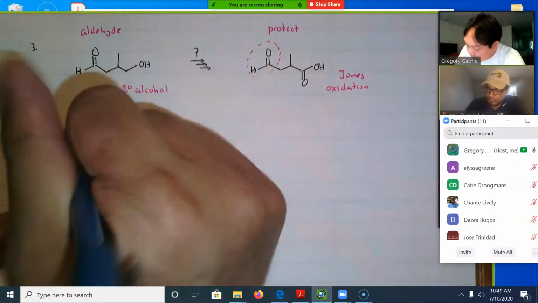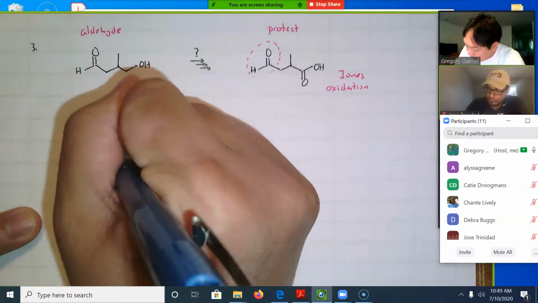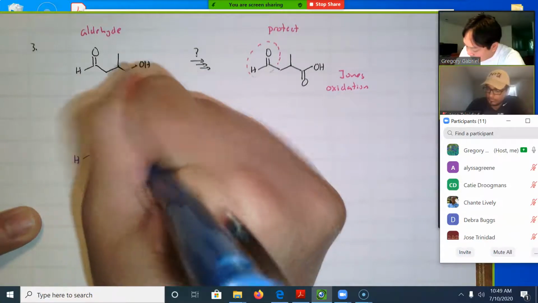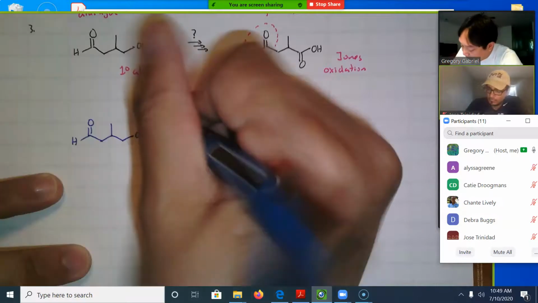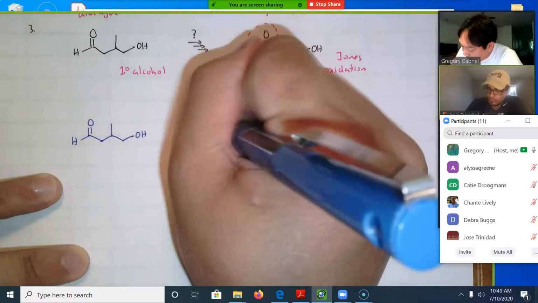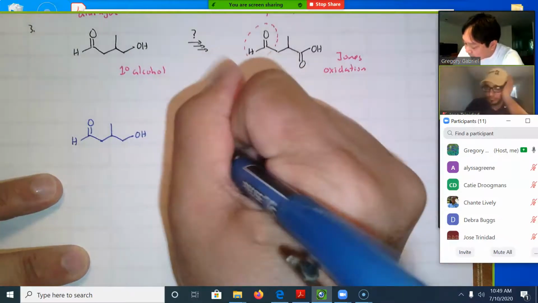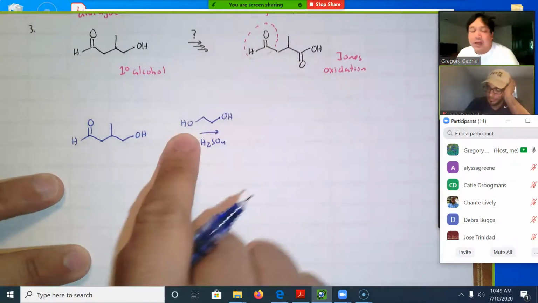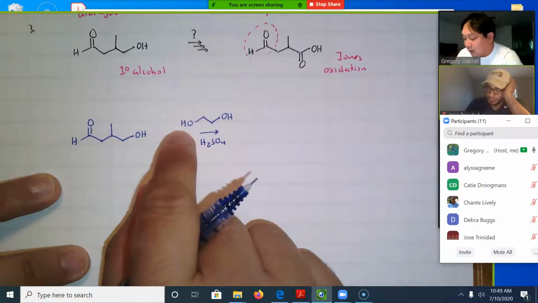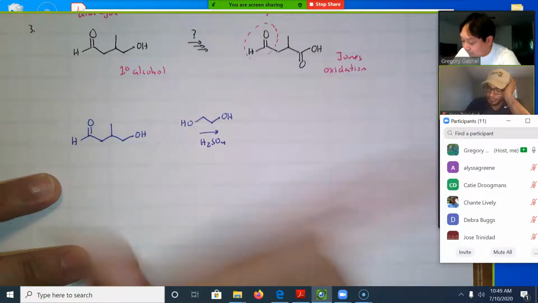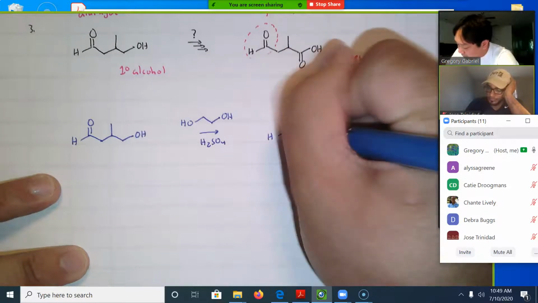All right, so here's the synthesis. We're going to protect this as a cyclic acetal, just like we did on the video. And the most popular protecting group for carbonyl is ethylene glycol. Ethylene glycol, GLYCOL. You have to draw what it looks like protected. Okay.